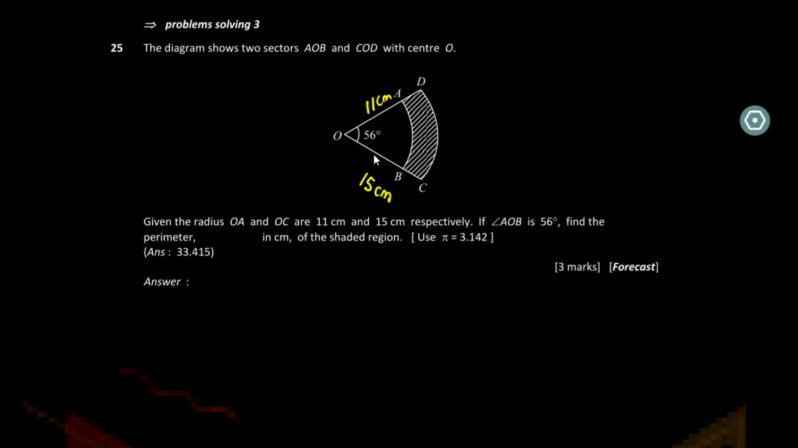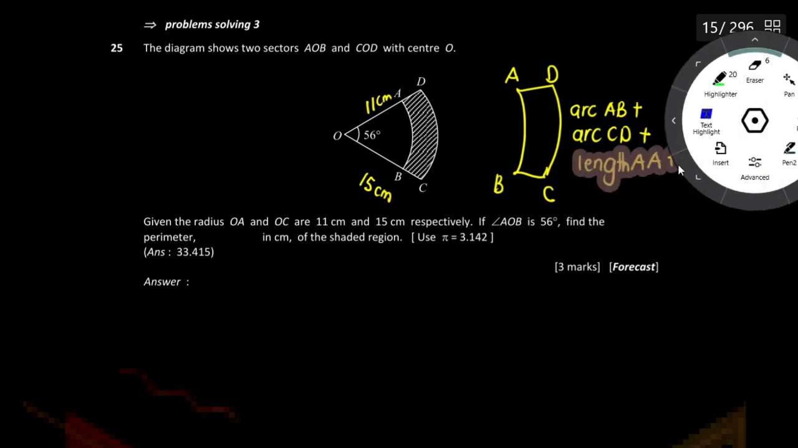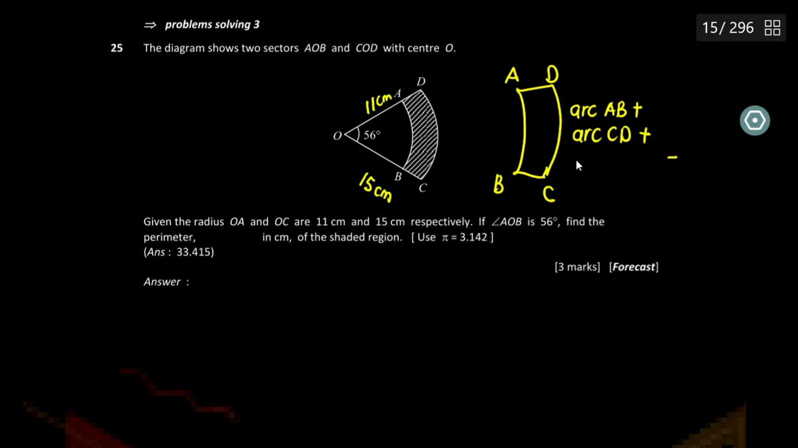So what should we do? We want the perimeter of the shaded region, so identify first which parts you want. We want the length BC, AD, so it's going to be arc AB plus arc CD plus length of AD plus length of BC.